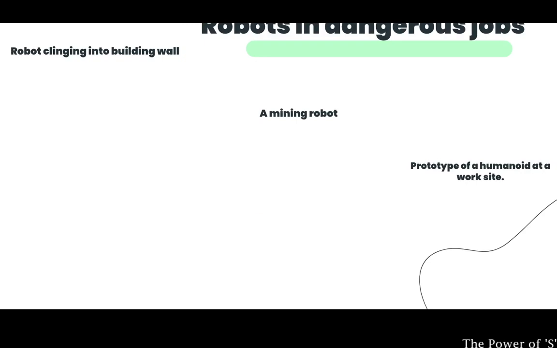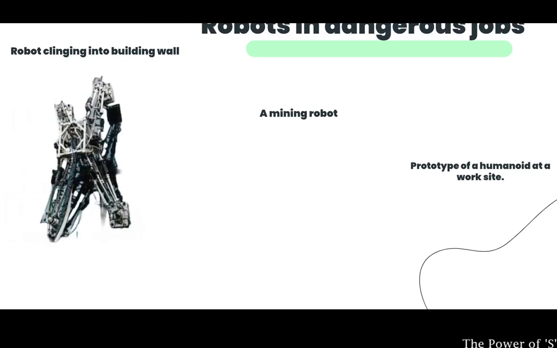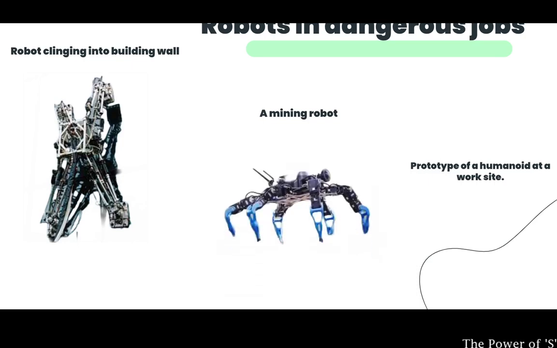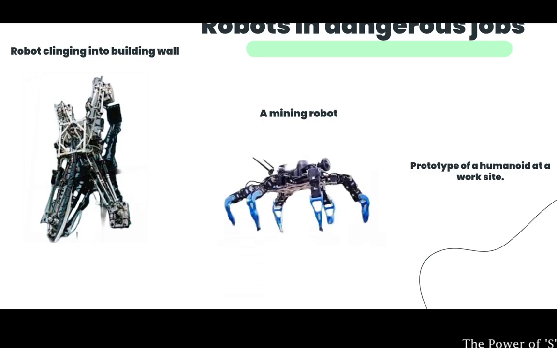Now, robots in dangerous jobs. We have some examples to show you. So this is a robot clinging into a building wall. I know you can't see it properly. It's a technical glitch from my side, but just imagine that in your brain. And then we have a mining robot. So these robots are used, a little bit there and there.